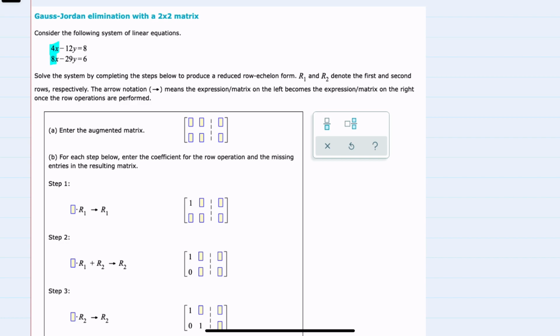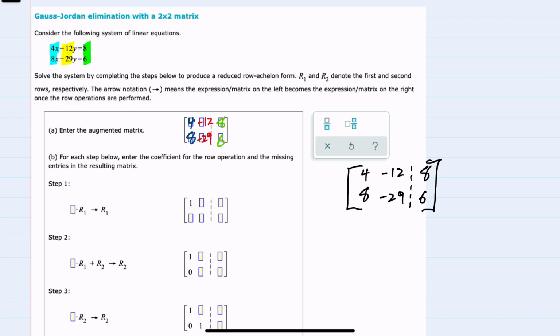So our first column will be the coefficients in front of x, which is 4 and 8. Our second column is the coefficients in front of y. Being careful with the signs, these are -12 and -29. And then the third column is the constants on the right-hand side, 8 and 6. All right, so we have our augmented matrix.